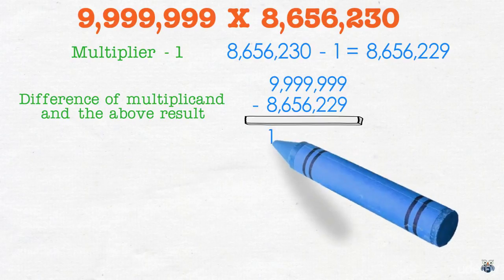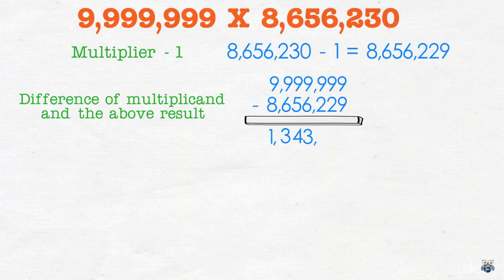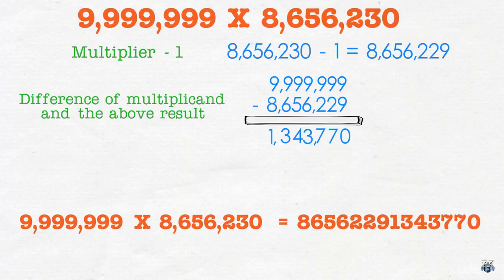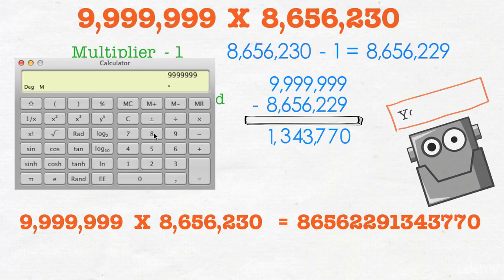9 minus 8 is 1. 9 minus 6 is 3, 9 minus 5 is 4, 9 minus 6 is 3, 9 minus 2 is 7, 9 minus 2 is 7 again, and 9 minus 9 is 0. The second part of the answer is 1,343,770. And combining the two together, we get this mammoth answer: 8,656,229,1,343,770, that is 86,562,291,343,770. Now let's validate our result.